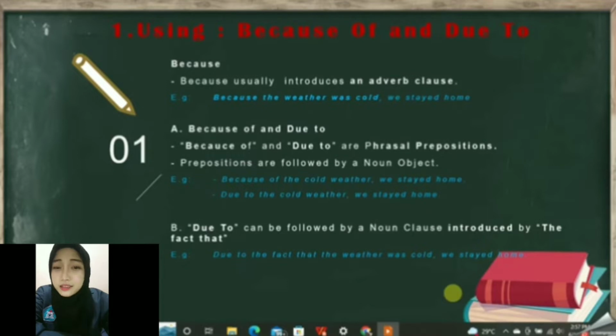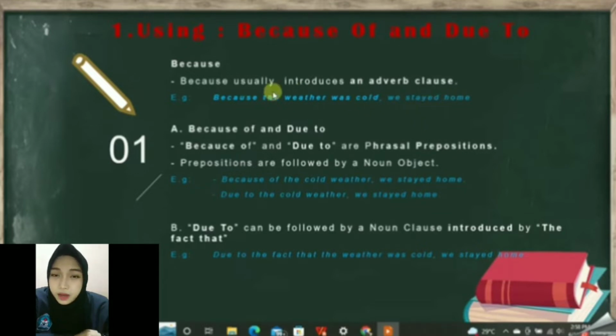But first thing first, I think we are already familiar to use because in our daily conversations or writings, right? And if you notice it, because usually introduces an adverb clause, as in this example. Because the weather was cold, we stayed home. As you can see here, because is followed by a clause, the weather was cold. And the word because making it an adverb clause that tells people about the reason or cause of why they stayed home at that time.